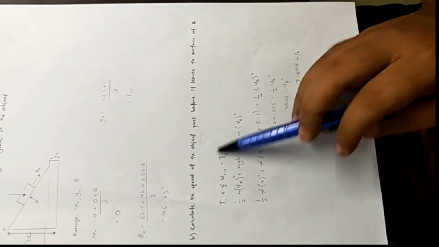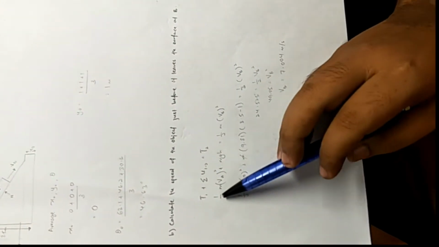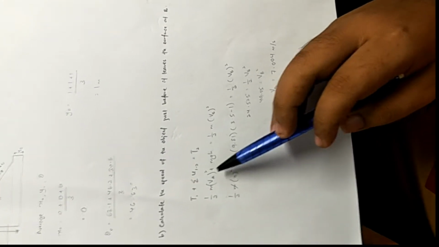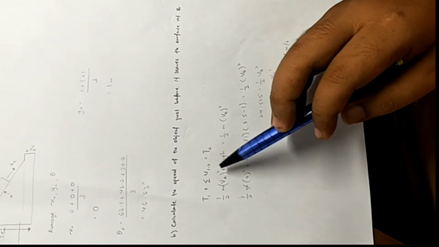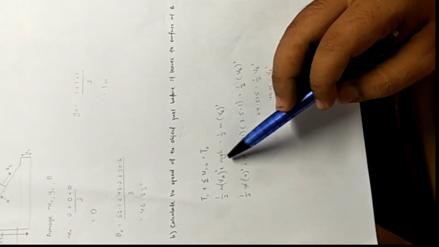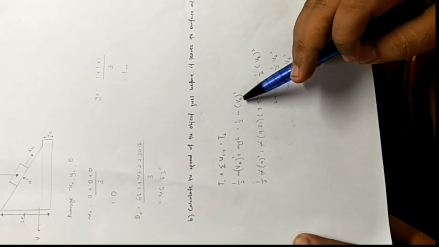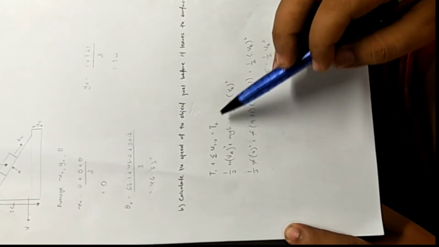For question B, we need to calculate the speed of the object just before it leaves the surface at B. So this is the formula for this question: T1 plus summation of U equals T2. The formula for T1 is 1 over 2 M (VA) squared. And MGH is the formula for the summation of U, equal to 1 over 2 M (VB) squared, which is the formula for T2.